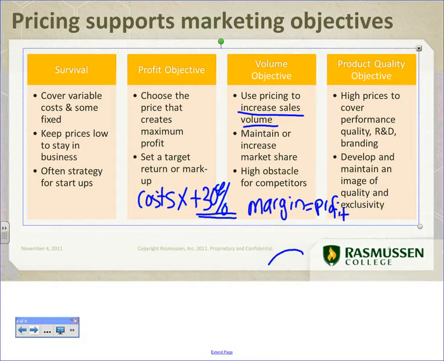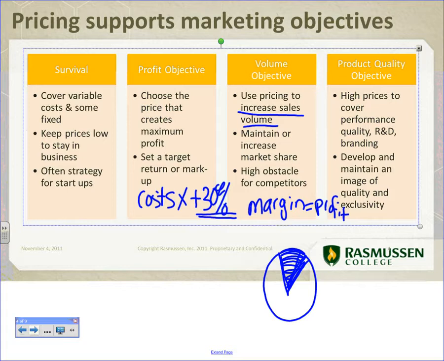This is one way to maintain or increase your market share. So if you look at your market and at this X amount of dollars, you have about a quarter of the market. If you drop your price by 1 or 2%, you might be able to gain more of that market or sell more volume and increase your market share. Another reason to have a volume objective, and again, Walmart is in this category, is that you're trying to create a high obstacle for competitors.